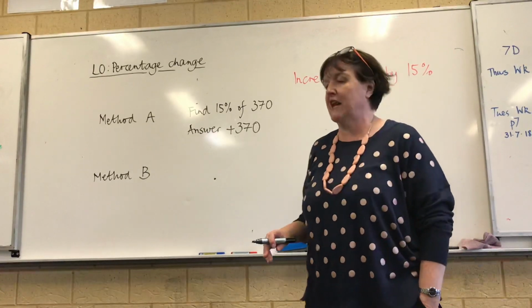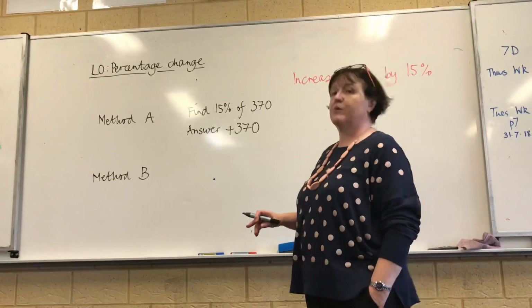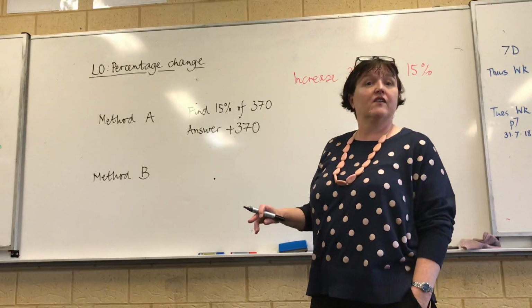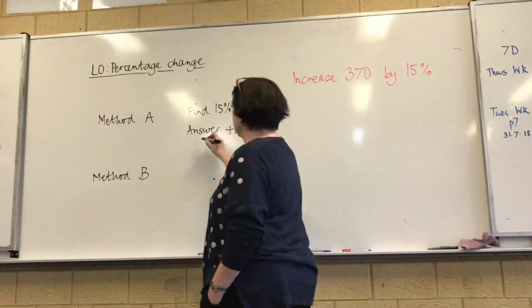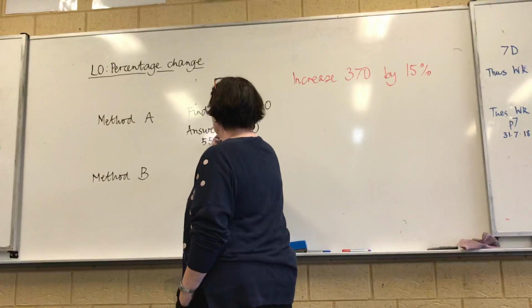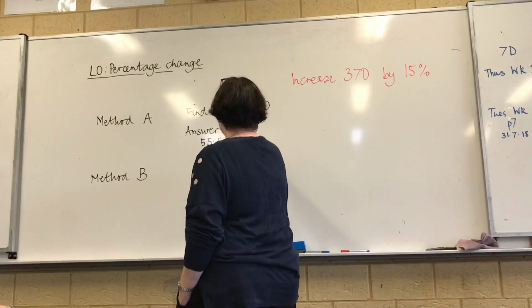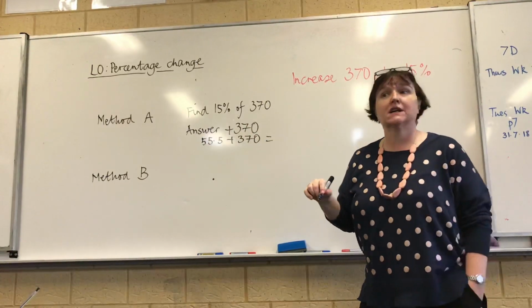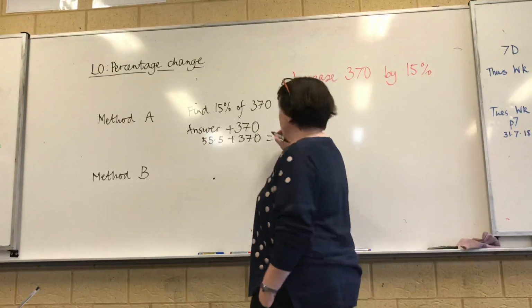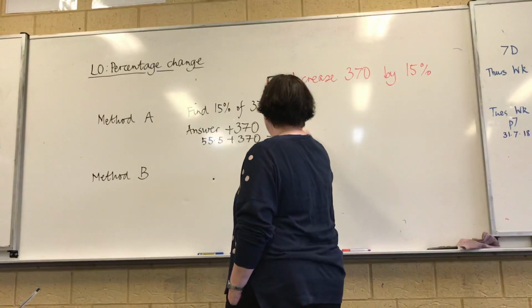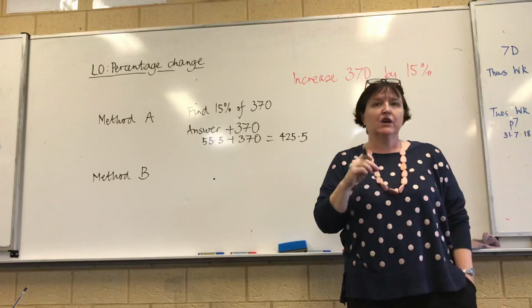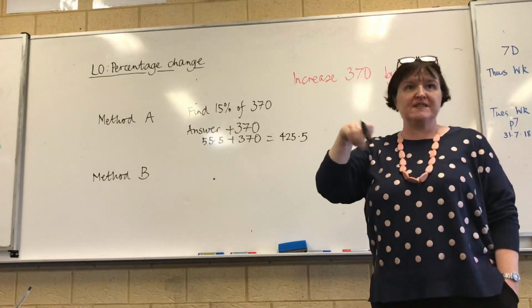So you should have your calculators out. So 0.15 multiplied by 370? 55.5. Okay, so our answer is 55.5, and if we add that to 370, our answer is 425.5. Now method B uses the percentage.